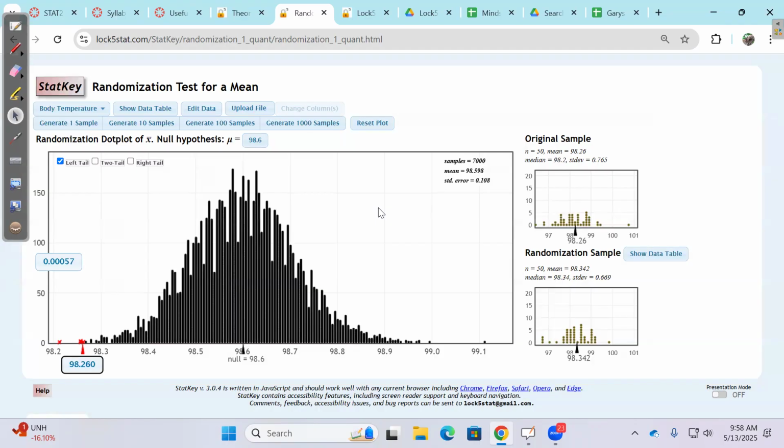Can I state that human body temperature of statistics college students is 98.26? No, I need a confidence interval for that. I haven't done that yet.